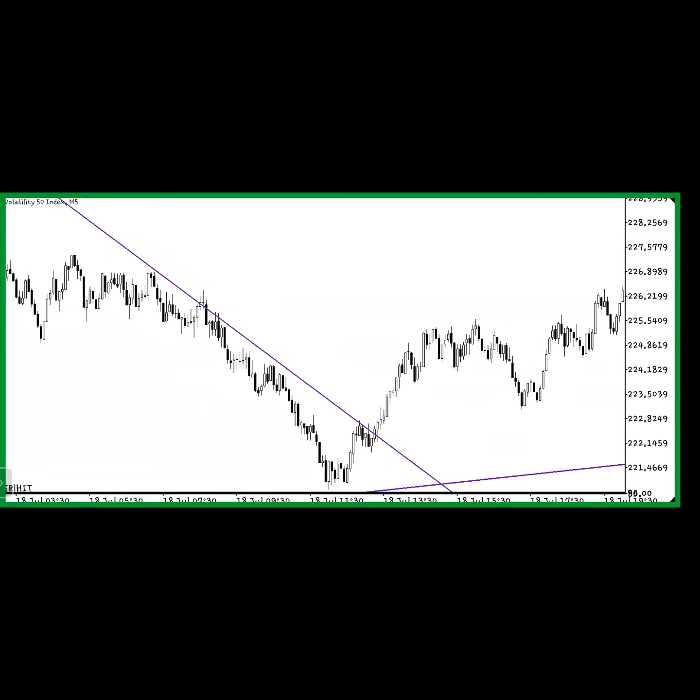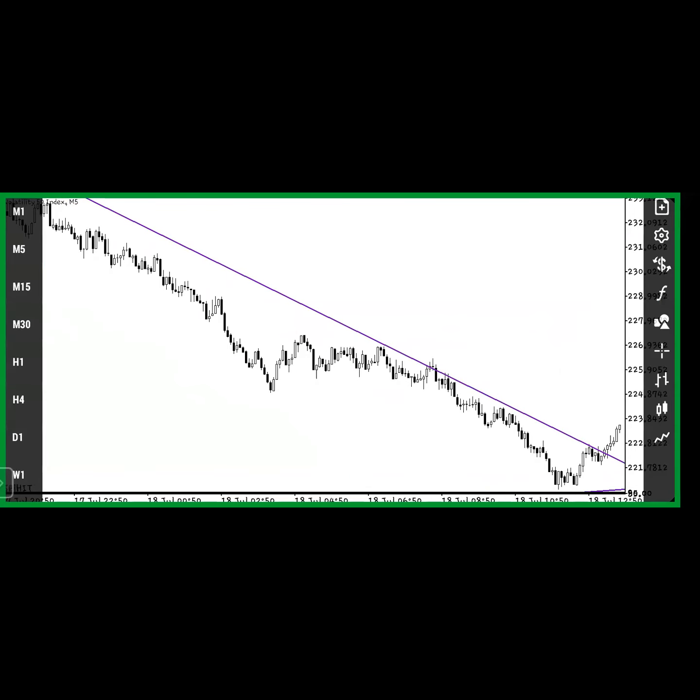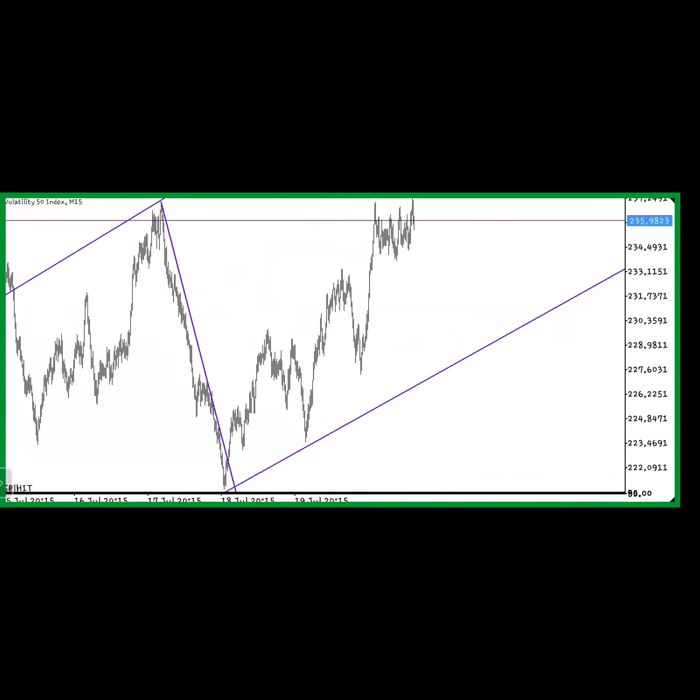So you have to put in your mind that for you to execute your trade, you have to have at least two or three reasons. It's either chart pattern, support and resistance, or OB, and breakout and retest on your channel.